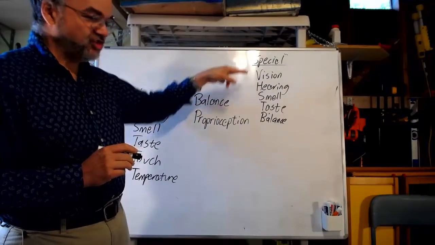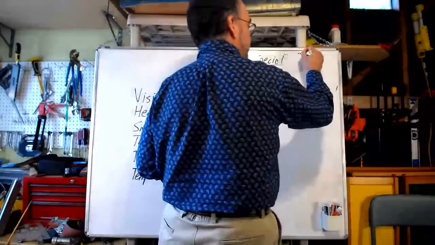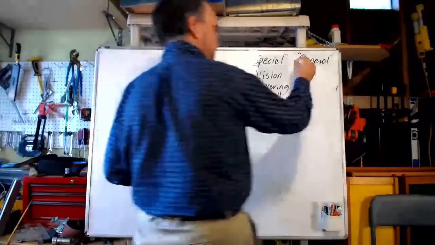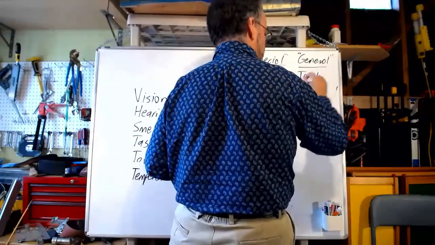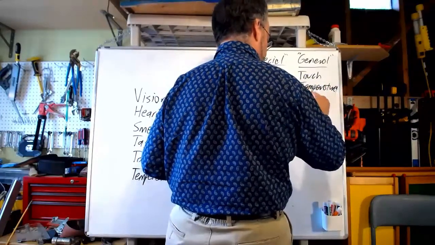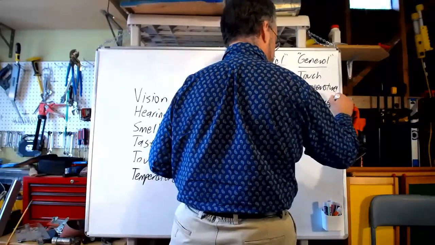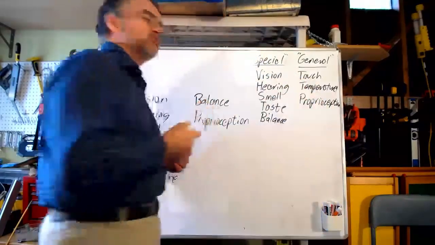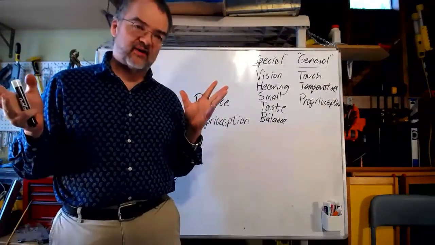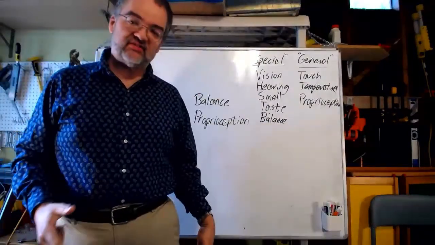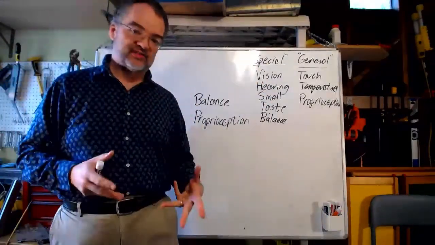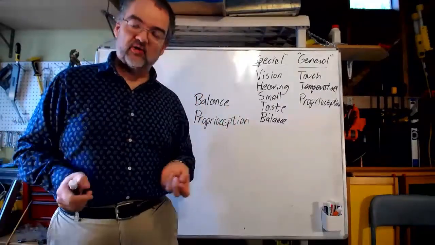But the general senses are the ones where they're kind of more distributed. So, for example, touch, temperature, proprioception. Those would usually fall under the idea of general senses. Senses where there are sensory organs to bring that information in many places in the body. So touch and temperature all over your skin, proprioception through all of your joints and muscles.